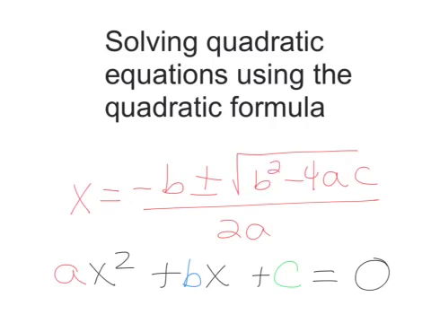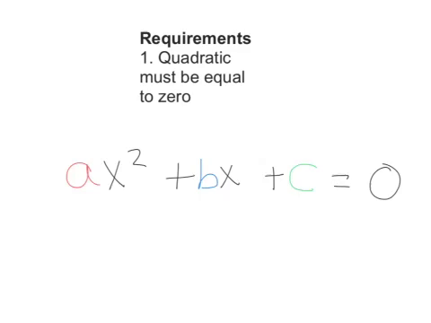And of course, when we talk about all these letters A, B's, and C's, we just mean the coefficients in standard form of a quadratic. So A is the number before x squared, B is the number before x, and C is your constant term if it is equal to 0. So to use the quadratic formula, there's really only one requirement. It just has to be equal to 0.